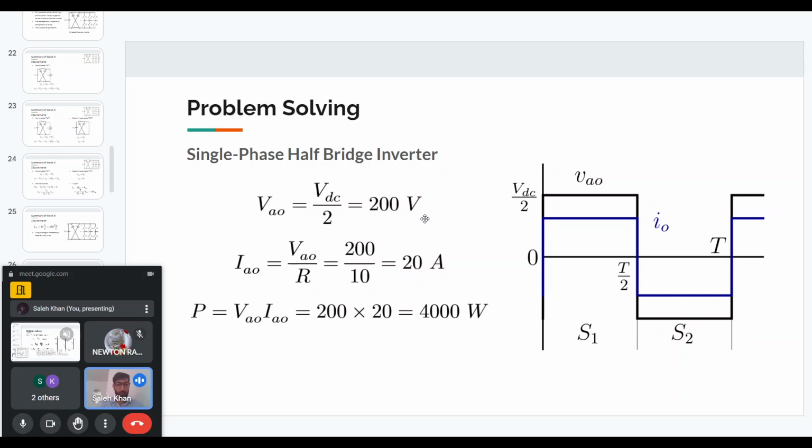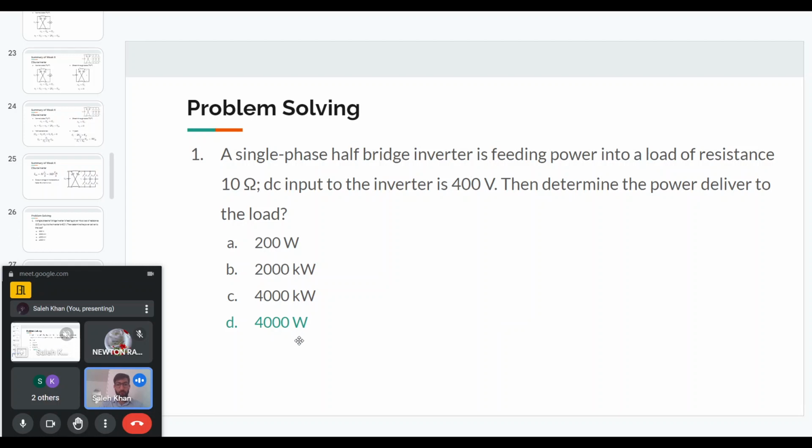If we want to find the power, which is voltage times current, we will get 200 into 20, which is 4000 watts. So the answer to this question is 4000 watts, the power that is delivered to the load.